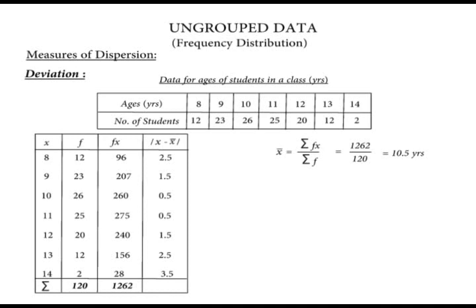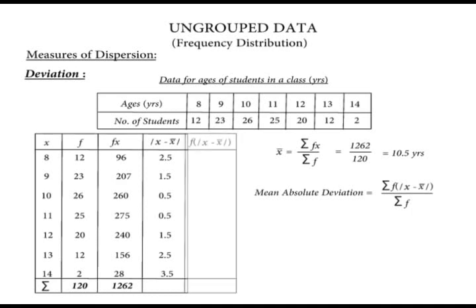For a frequency distribution, the mean absolute deviation is given by summation of f times absolute value of x minus x bar over the summation of frequency. Looking at this formula, it means we need another column for f times absolute value of x minus x bar. So we multiply the frequency times the absolute deviations.